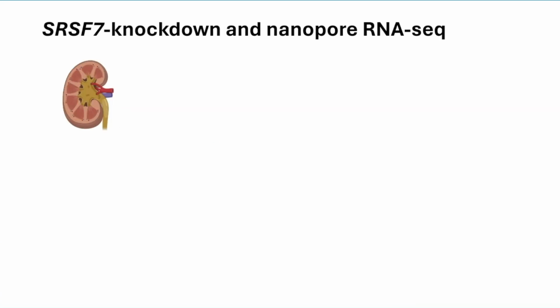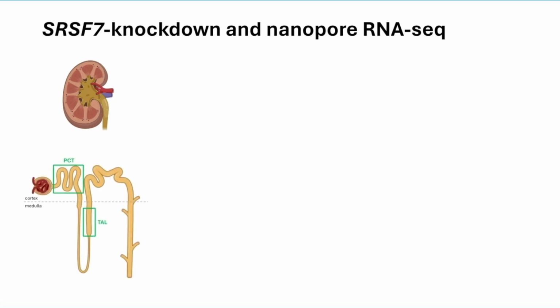So to understand the function of this factor in kidney cells, I just want to give you a brief reminder about the kidney. It has an outer cortex and an inner medulla. And within the kidney, the functional unit is called the nephron. And we tend to focus on the proximal tubule cells, or the PCT cells, that are in the cortex. These are the most prone to injury and also highly metabolically active. And so we utilize this cell type.